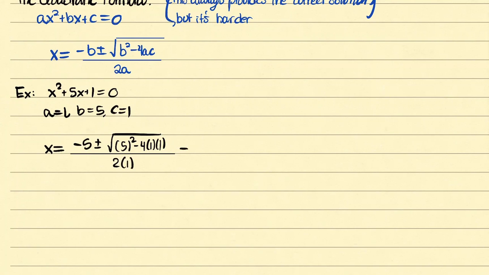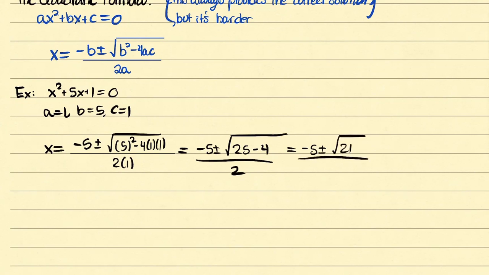So this isn't an acceptable form yet. We need to do some simplification. It's going to be negative 5 plus or minus the square root of 25 minus 4 times 1 times 1, which is just still 4, over 2. So negative 5 plus or minus the square root of 21 over 2. And this right here is okay. This is a correct answer.